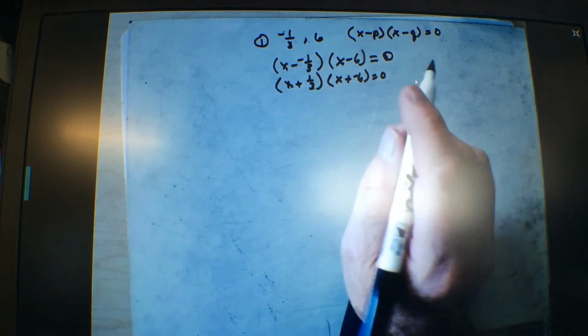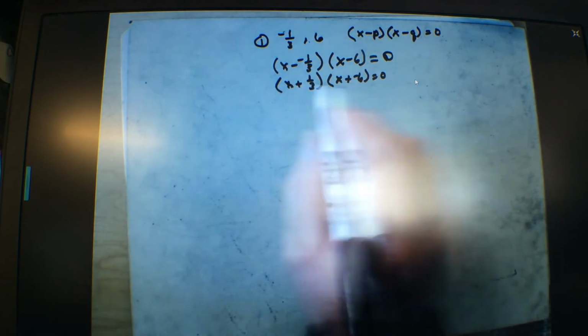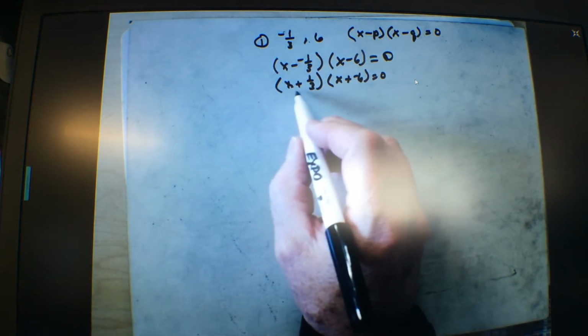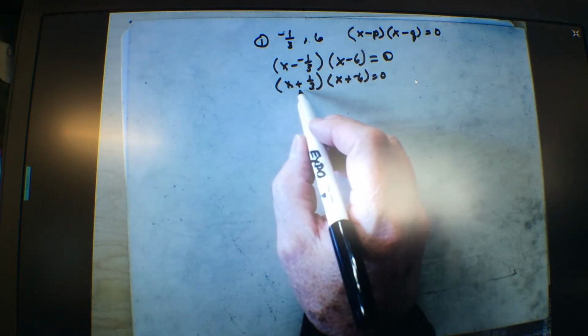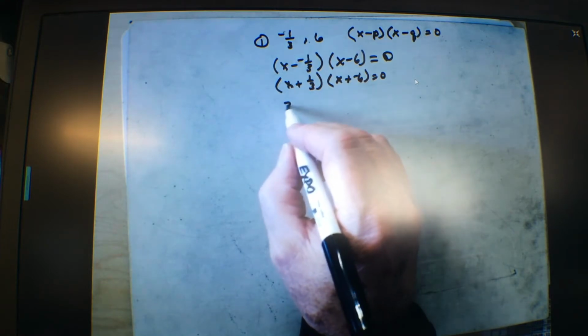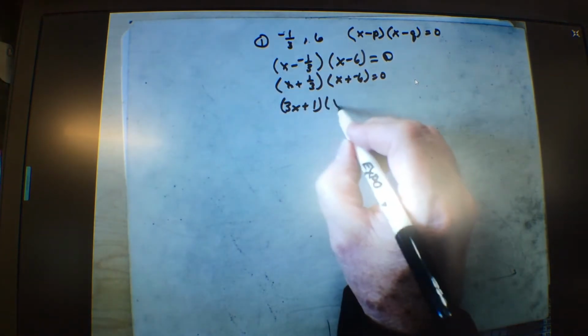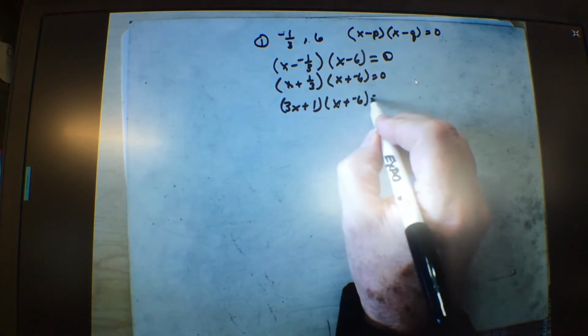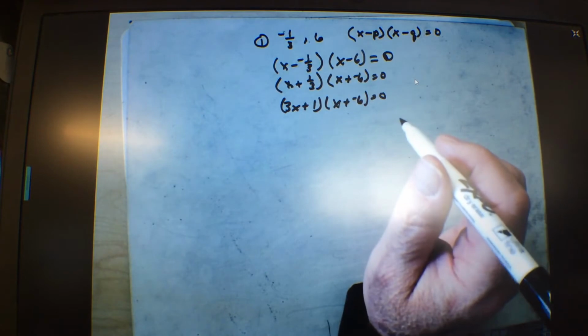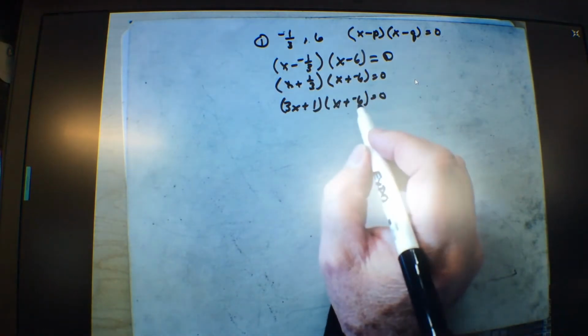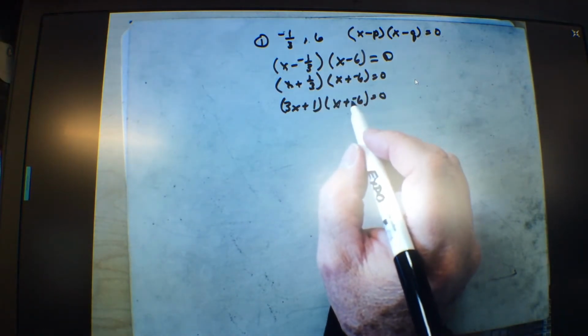Now what I'm going to do is FOIL, okay? But can I show you a little trick? I would multiply these two by 3. Why? So there's no fraction. So I can get 3x plus 1 and x plus a negative 6 equals 0. Now it's much easier to multiply and FOIL, right?